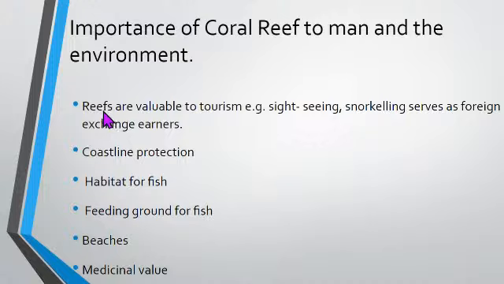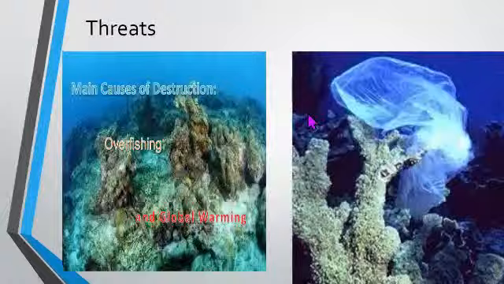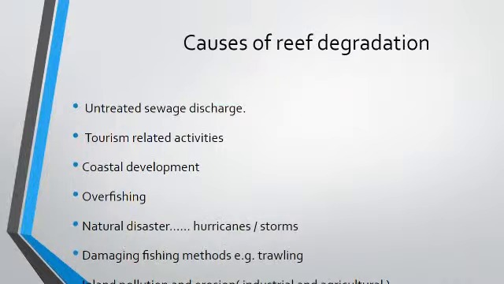Look at this one, for example. Reefs are valuable to tourism. That means a consequence for destroying coral reef is that tourism would decline, or the economic value placed on tourist activities would decline. Coastal protection here is an importance. It means that if it is destroyed, you would no longer have the coastal protection. Habitat for fish, it means you no longer have the habitat for fish. So they go hand in hand with each other. So once you remember these, then you are good to go for these.